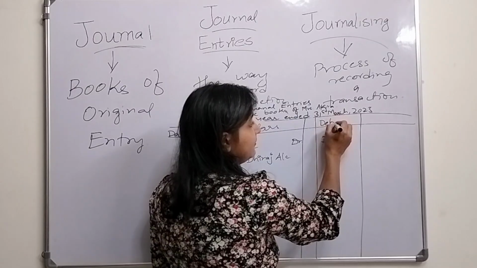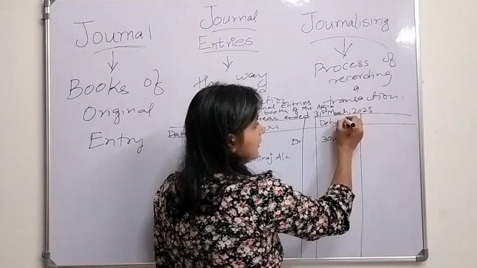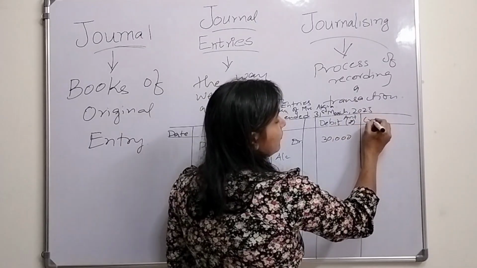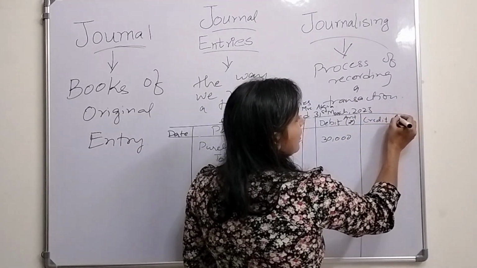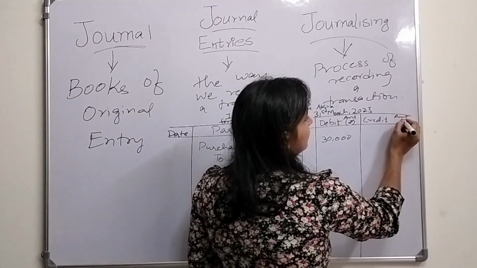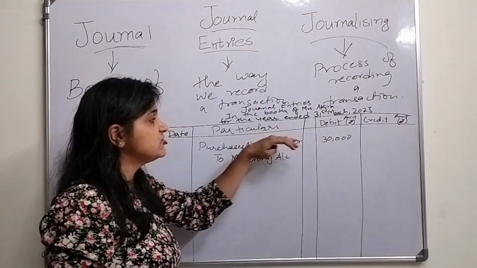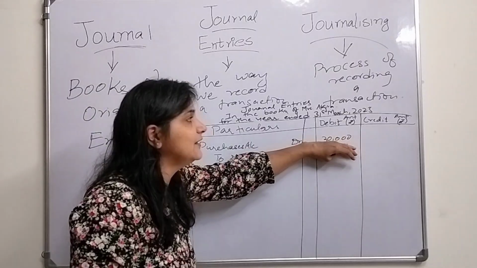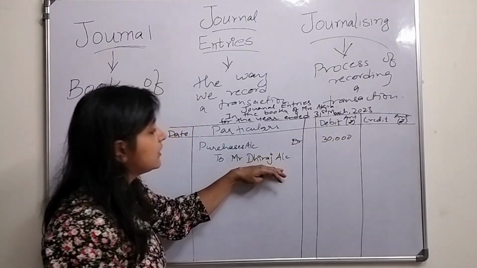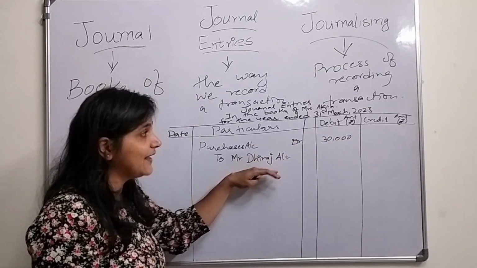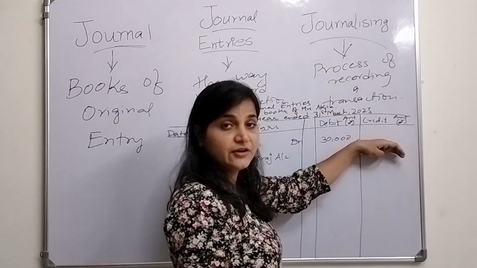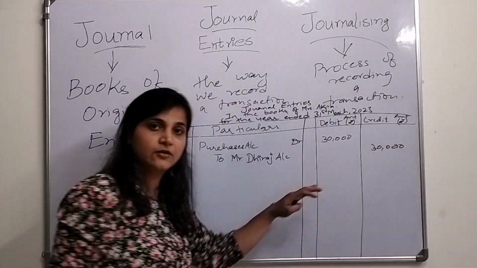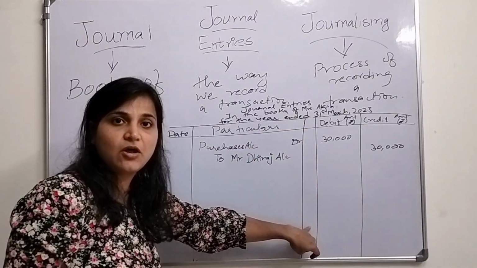This is my debit column. Debit amount is in rupees. This is my credit column and the amount is in rupees. Whichever account is being debited, that amount we will write in this column, and whichever account is being credited, that amount we will write in the credit column, 30,000. Now what is this column?